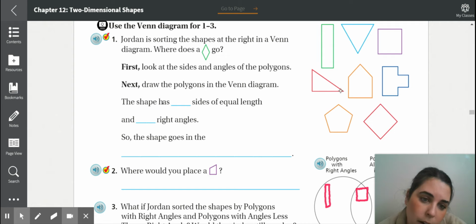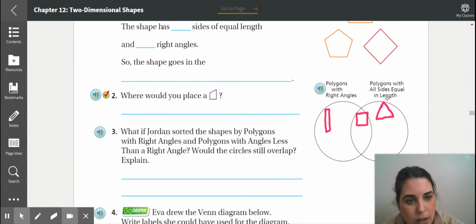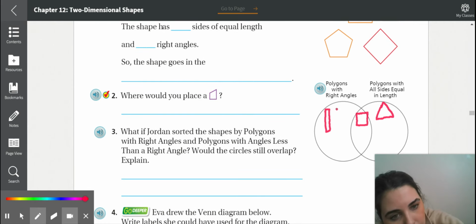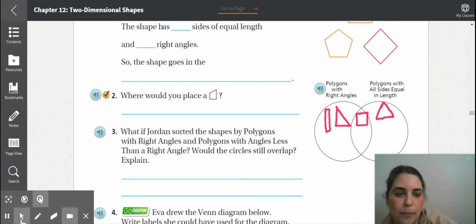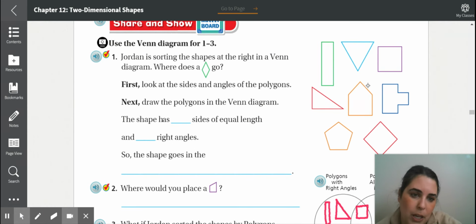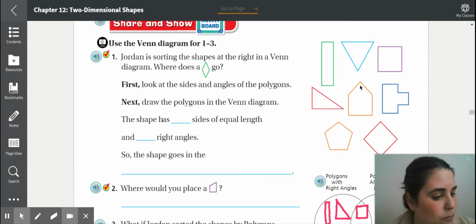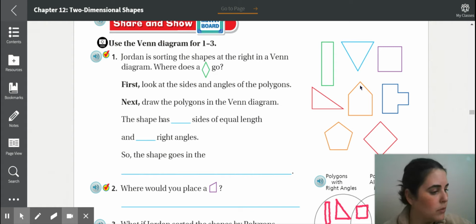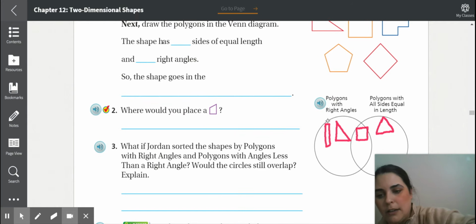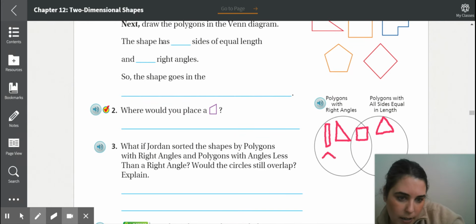All right, let's look at this triangle here. Does this triangle have a right angle? Yes. Are all three sides the same length? No. So that would just go under polygons with right angles. Okay, let's look at this shape here. It has 1, 2, 3, 4, 5 sides, so it's a pentagon. Does it have right angles? Yes. Do all the sides appear to be the same length? No. So that one would go only on the left because not all the sides are the same length.